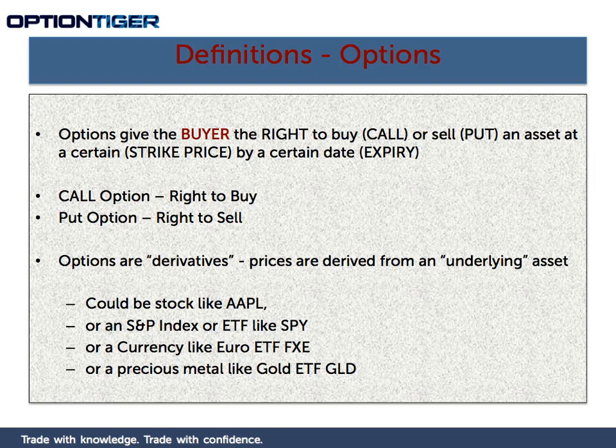As we covered previously, options are derivatives. Their prices are derived from the underlying asset. And the underlying asset could be a stock like Apple, could be an S&P 500 index ETF like the Spiders, the SPY, a currency like the Euro ETF, FXE, or the Gold ETF, GLD. So you can have options on anything, on any kind of an asset, as long as that underlying asset has some kind of price uncertainty to it. So the prices of that asset must be moving. It must have that particular characteristic for you to be able to create an option on that asset.